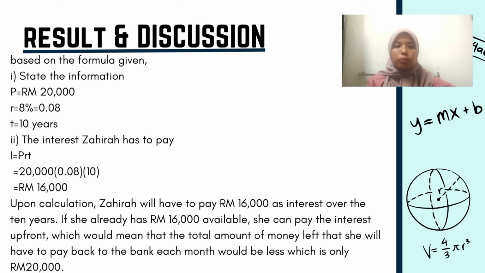So by this result, we can write the discussion. Upon this calculation, Zahira will have to pay 16,000 ringgit as interest over the 10 years. If she already has 16,000 ringgit available, she can pay the interest upfront, which would mean that the total amount of money left that she will have to pay back to the bank each month would be less, which is only 20,000 ringgit.